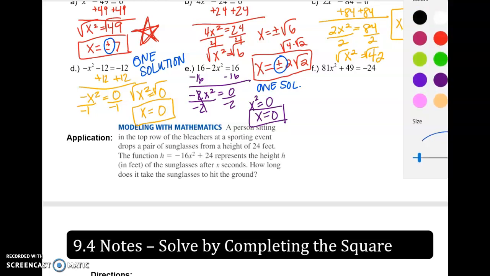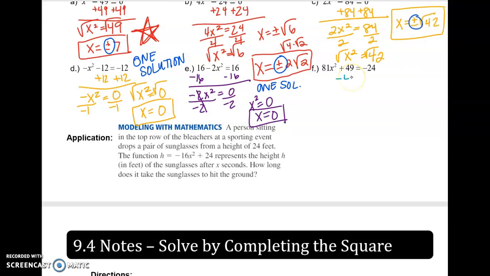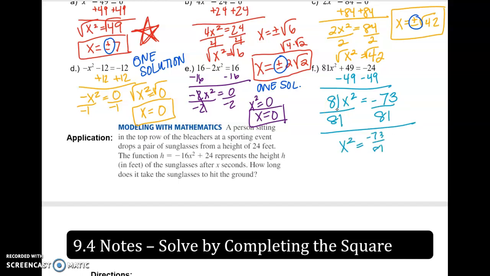And let's try F. Subtract 49 from both sides. You have 81x squared equals negative 24 minus 49, which is negative, don't have a calculator in front of me, 73, I believe. Dividing both sides by 81 gives you x squared equals negative 73 over 81.